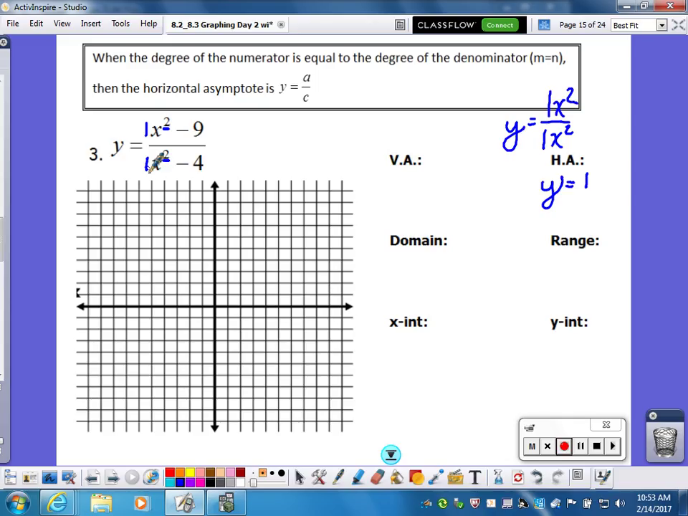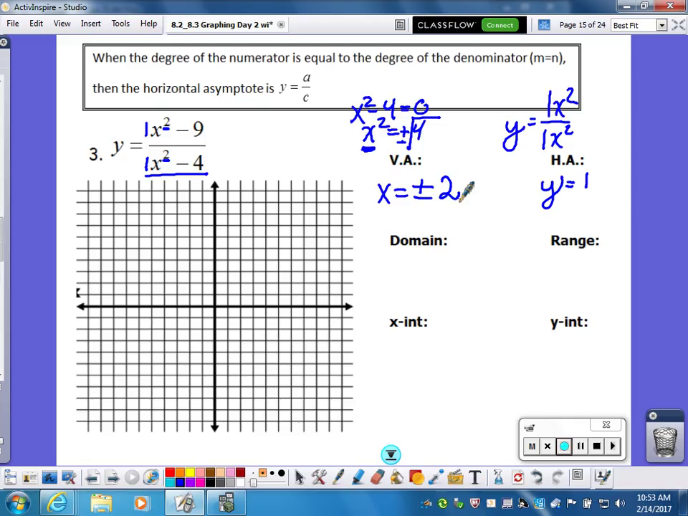Vertical asymptote, I'm looking at the bottom now. I'm going to set that bottom equal to 0. And then I'm going to solve. And look what happens here when I go to solve. Remember, I have to add the plus or minus. But this time around, it is a positive 4. So I have 2 vertical asymptotes. Okay, that's the first time we've come across that situation. So I have a plus and minus 2.